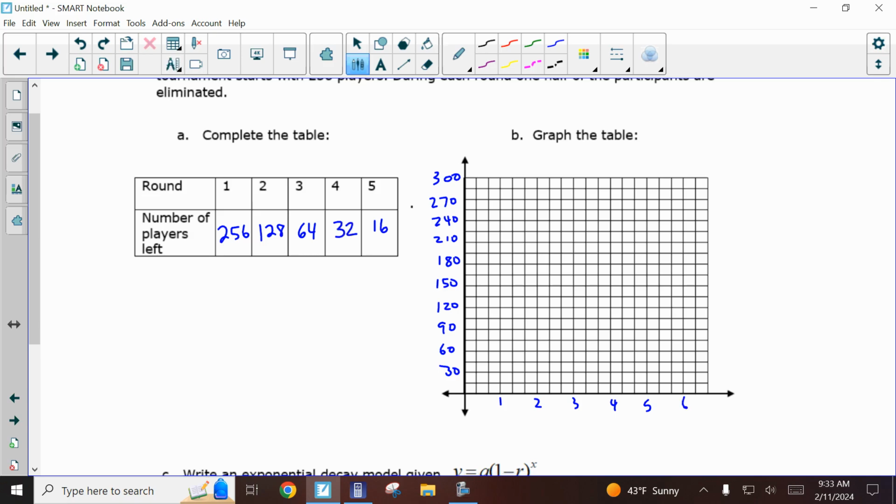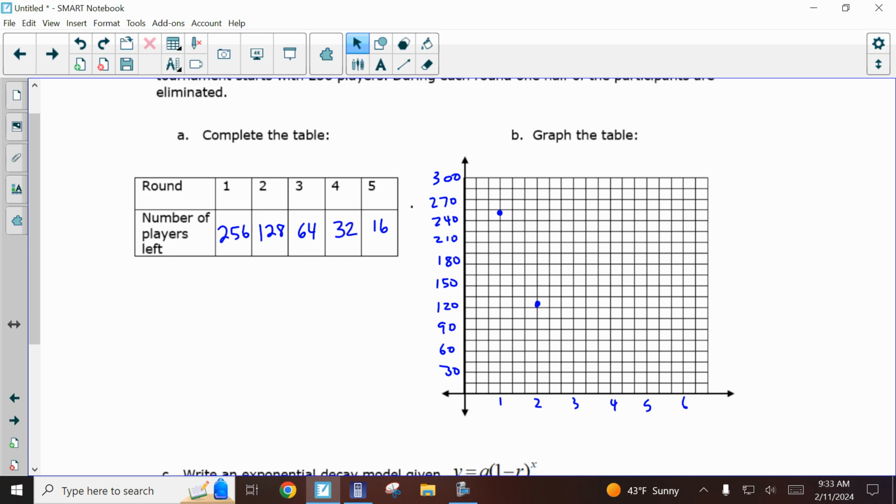Okay, so now we plot the points. 256. I don't know, 240, 250, 260. We'll go probably around right here somewhere. Oh, I should probably put that at 1 though. Put that over here. And then 2 is at 128. Significant drop off. It goes around here somewhere.